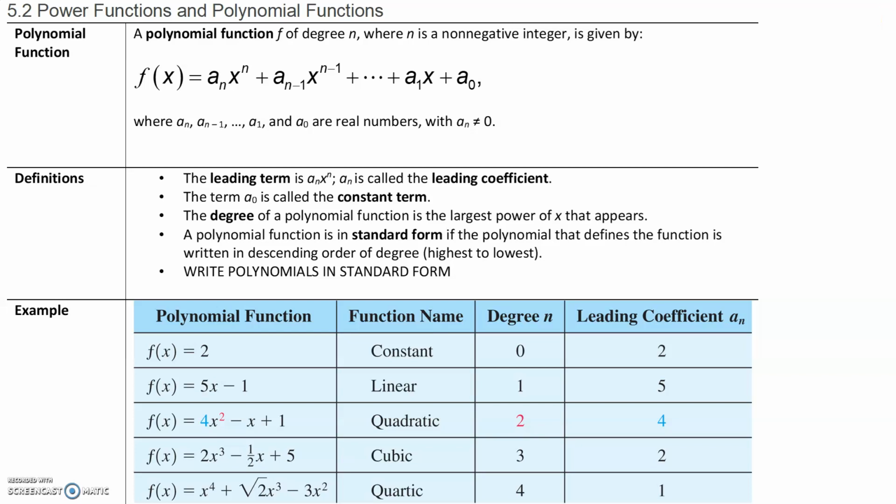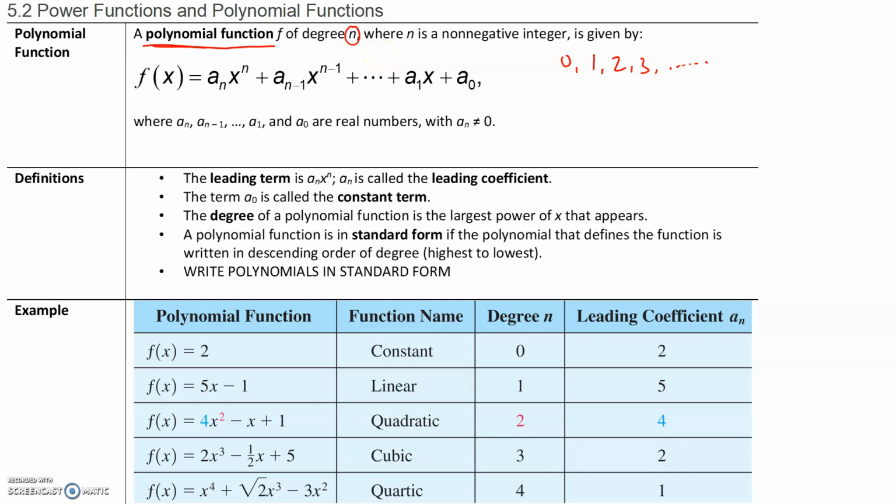In section 5.2, we will talk about power functions and polynomial functions. First, let's take a look at the definition of a polynomial function. A polynomial function of degree n, where n is a non-negative integer. So non-negative integers are 0, 1, 2, 3, etc. It's given by a sub n x to the n plus a sub n minus 1 x to the n minus 1, etc. And notice that the degrees are written from highest to lowest degrees.